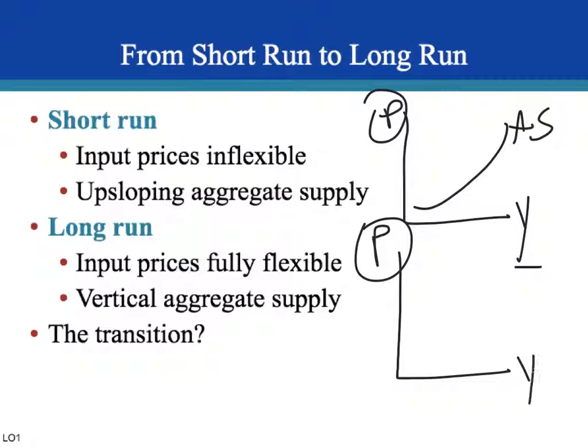And that long run aggregate supply curve is vertical. So price level changes do not affect output in the long run. Okay. So let's talk about how this transition happens.